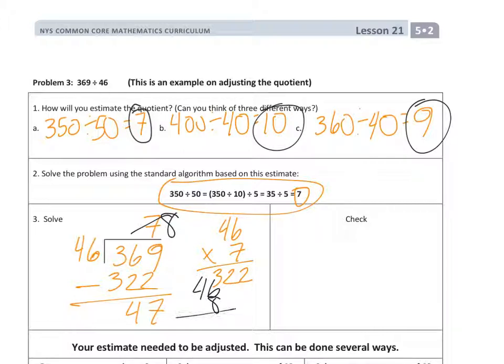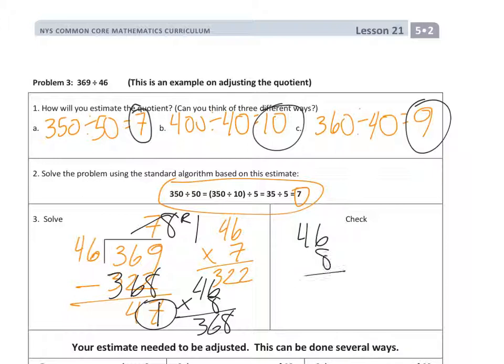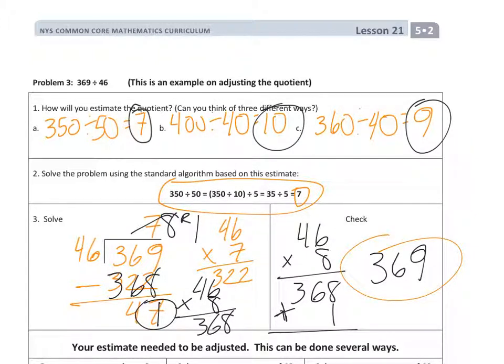46 times 8. Oh, that's 368. That's way better. So let's try again. 368. Subtract 1. So now we have 8, remainder 1. Go ahead and check. 46 times 8 equals 368. Adding in our remainder of 1, that's an ugly plus sign, we get 369. Awesome. Right back where we started.